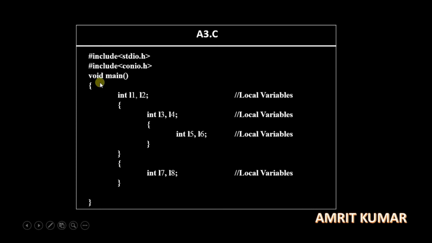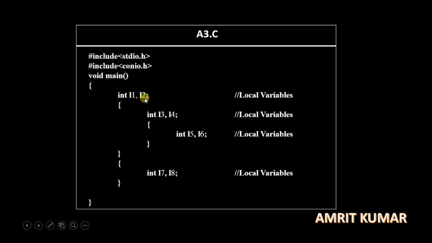What we have considered here is that we have used the main function whose return type is void. After that, we have opened the curly braces of main. Now, I have declared two variables, I1 and I2, of integer type. So its size will be 2 bytes, and the size may change according to the system. If it is 32-bit, then it will be 2 bytes, and if it is 64-bit, it might be 4 bytes. Okay.